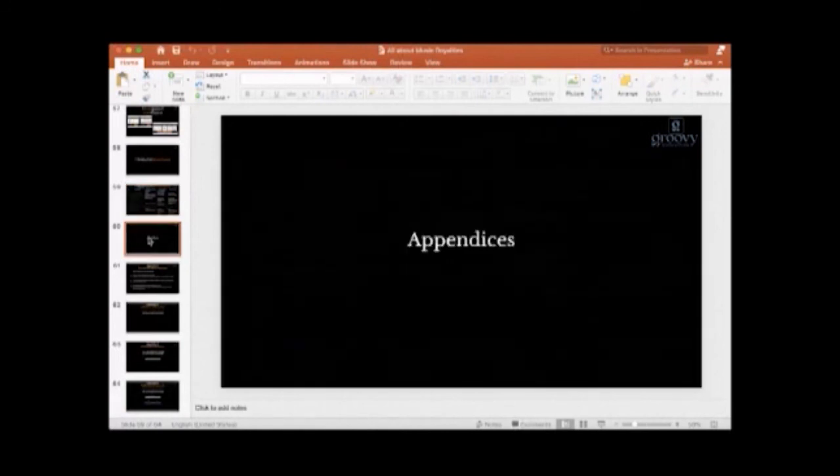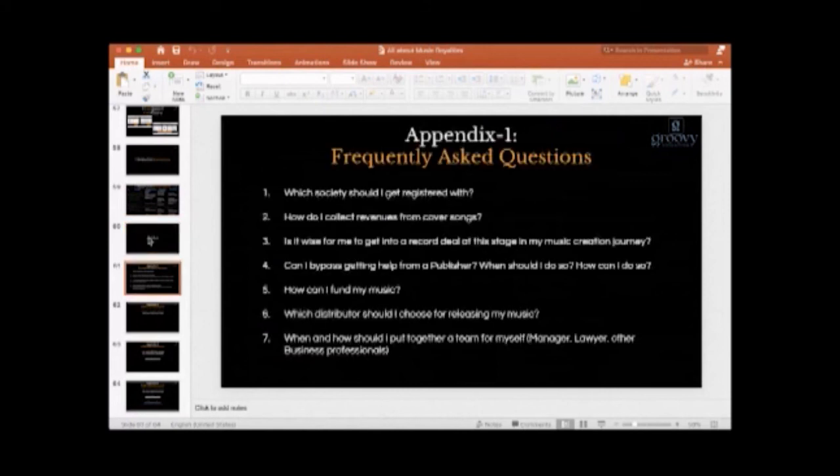In the appendices, I have written down some frequently asked questions. People ask, which society should I get registered with? How do I collect revenues if I'm just creating cover songs? How can I fund my music if I'm getting low on money? Which distributor should I choose? When should I get a team together for myself, a lawyer, or any other help?